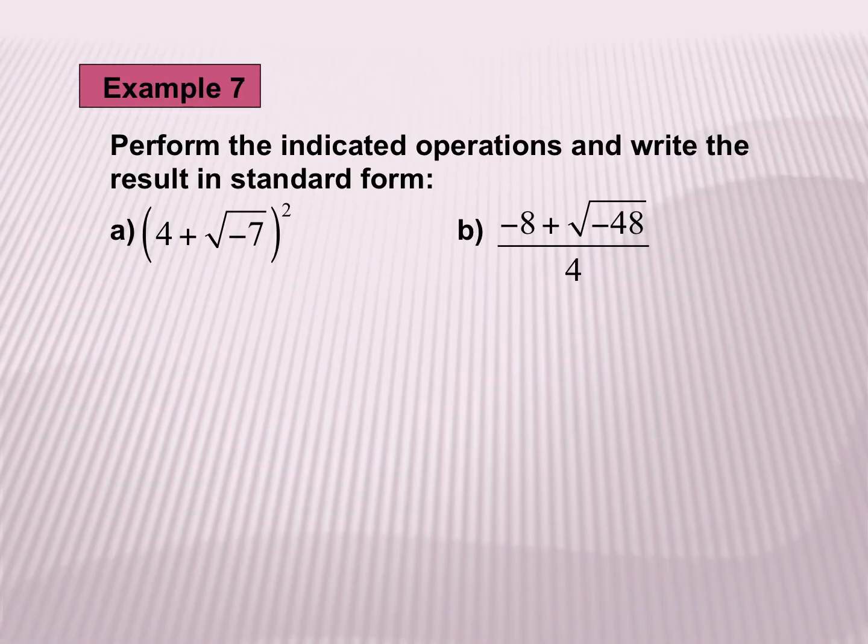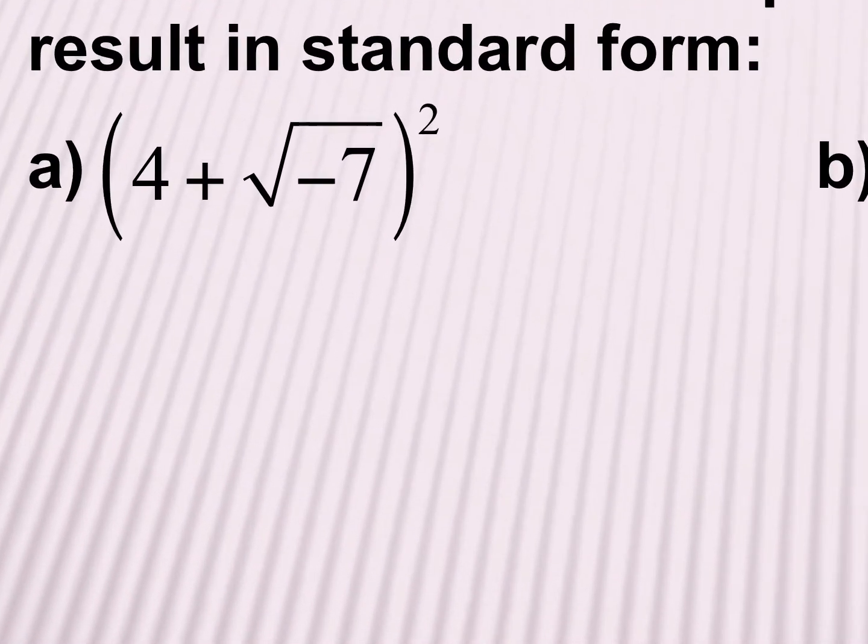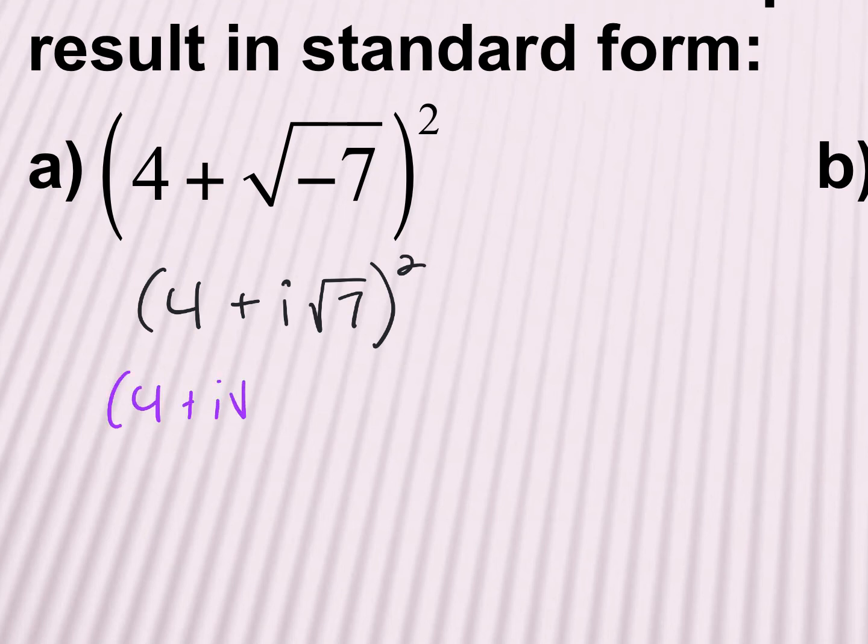Same set of instructions, perform the indicated operations, and then write the result in standard form. So what am I going to do first with A? Take out the i. You can put it as 4 plus and then take out the i. Well, you can, but then you just have to do it twice. You just can't start to multiply without taking out that i. So then I can do 4 plus i root 7 times 4 plus i root 7.